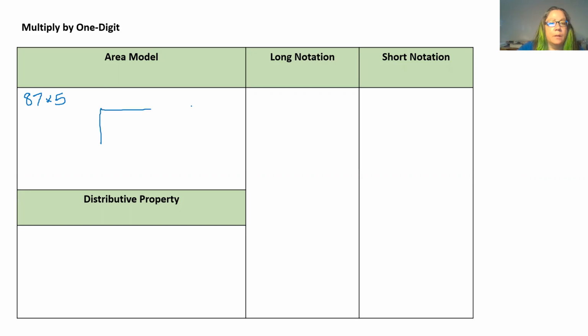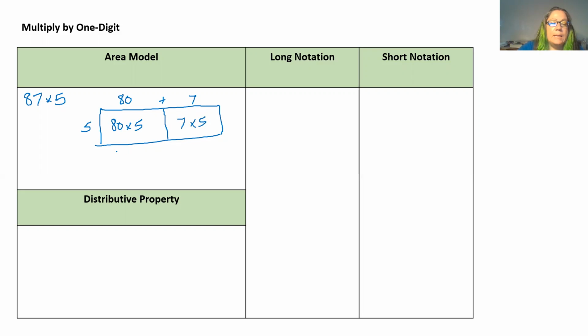To use an area model, I draw a rectangle and I write the extended form of 87 on the long side, and I write 5 on the short side. Where I see the plus sign, I break my area model in parts, and then I copy the numbers that line up with the boxes into the box as a multiplication problem. So 80 times 5 and 7 times 5.